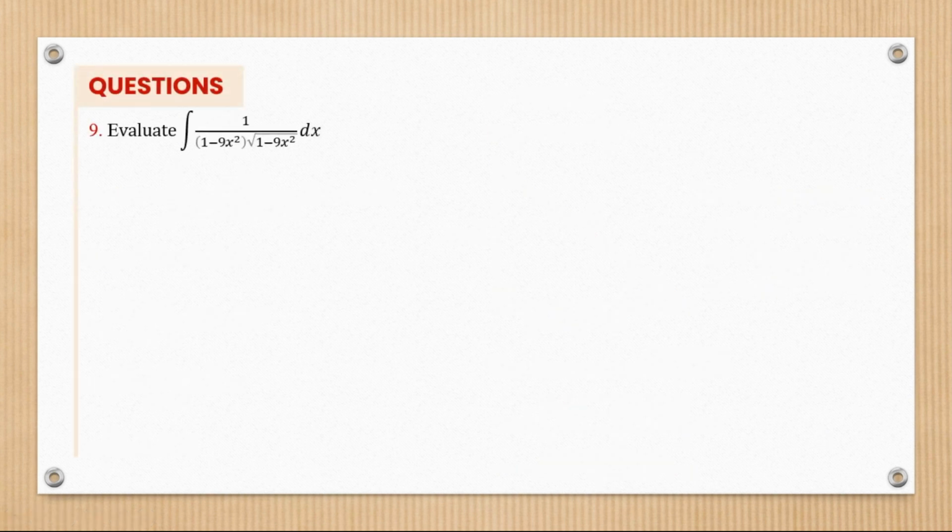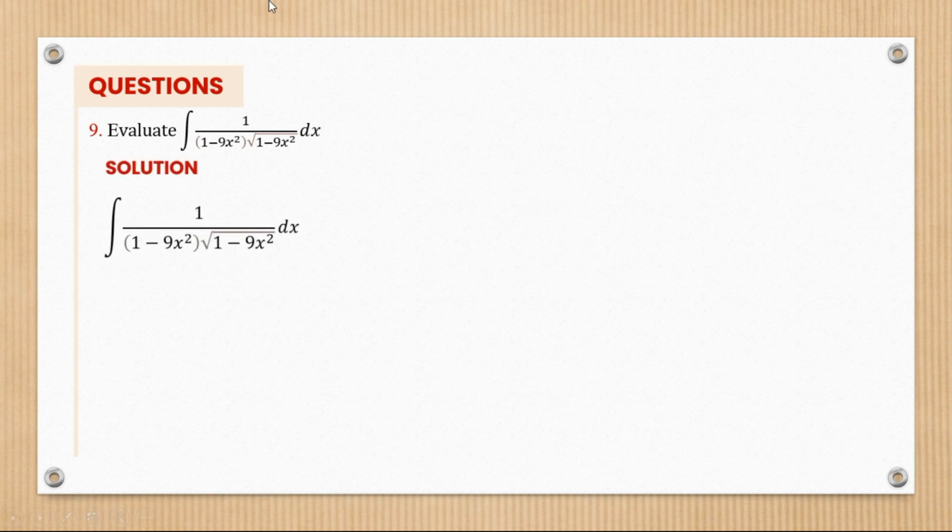Alright, let's look at another question. We're being told to evaluate this one: the integral of 1 over (1 minus 9x squared) times the root of (1 minus 9x squared). So what do we do in this case? Therefore this is what we have.